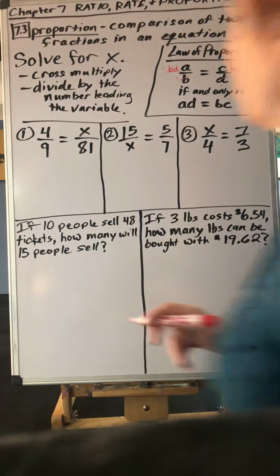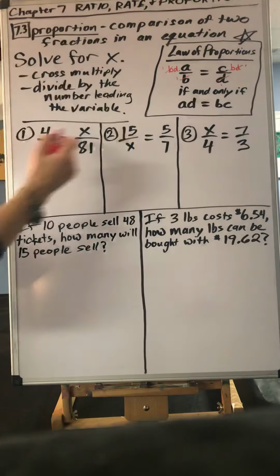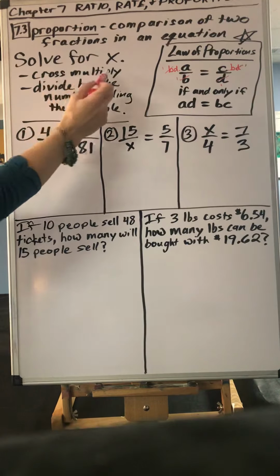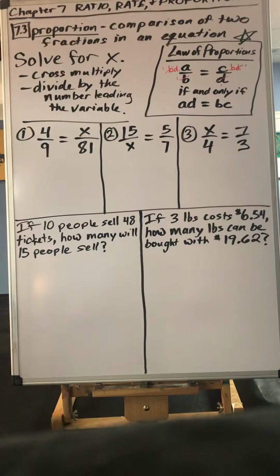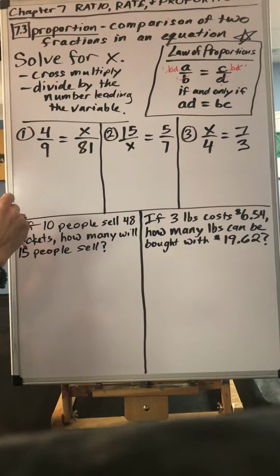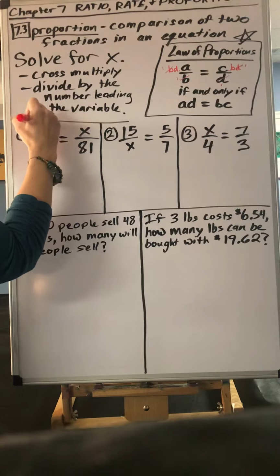Going to be to solve for x in each of these scenarios. And the way you solve for x is to cross multiply and then divide by the number leading the variable. For instance, let's look at example number 1. I'm going to cross multiply, and I recommend going with the variable first.